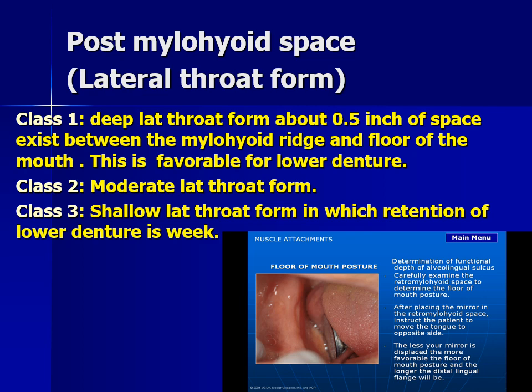How to examine the lateral throat form? As you can see in the picture in the lower part of the screen, you just insert a dental mirror at the alveolar sulcus at the retromylohyoid area and ask the patient to place his tongue to the opposite side, and you feel the mirror. If it is displaced easily, it means you have a shallow lateral throat form. But if you feel resistance and it does not displace easily, you have a favorable lateral throat form.